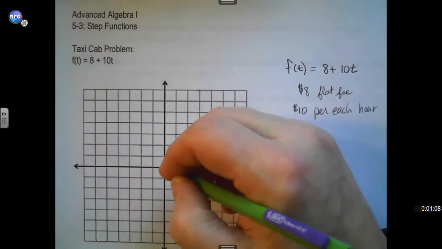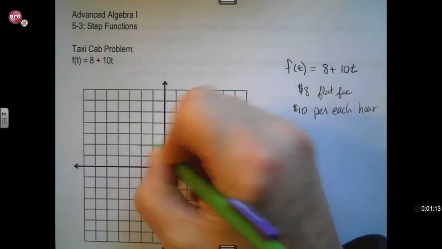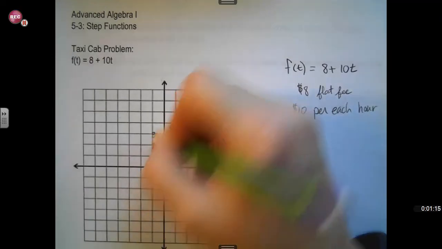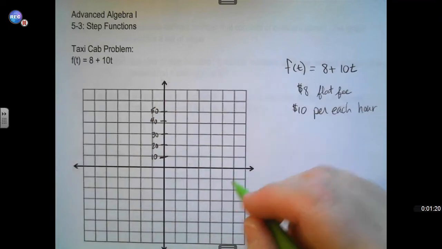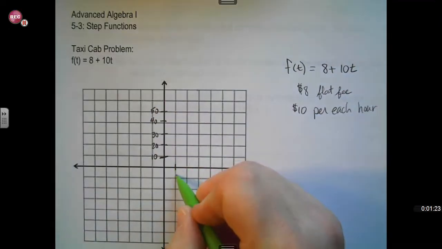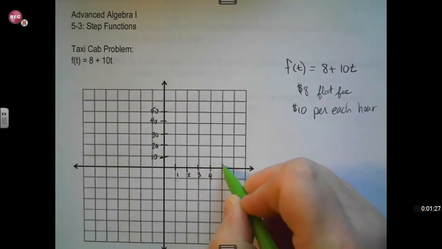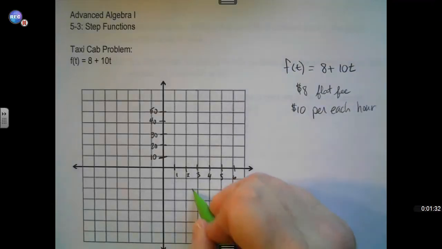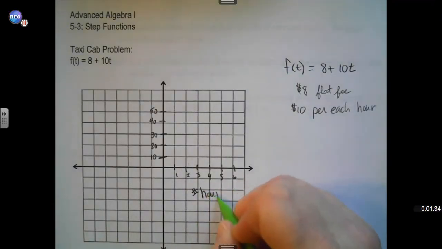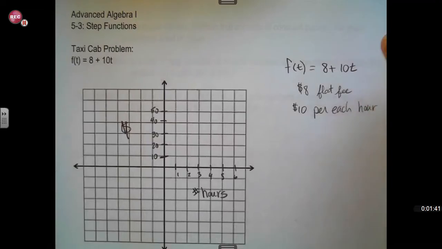I'm actually going to count by 10 here: 10, 20, 30, 40, 50. And I'm going to count by 1 going this way: 1, 2, 3, 4, 5, 6. This is going to be the number of hours that you're in my cab, and this is going to be the money. How much money you're going to pay me.